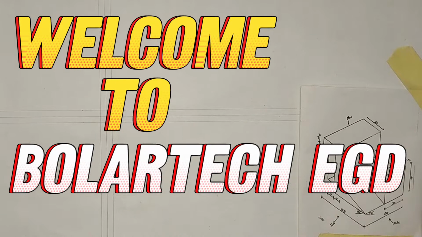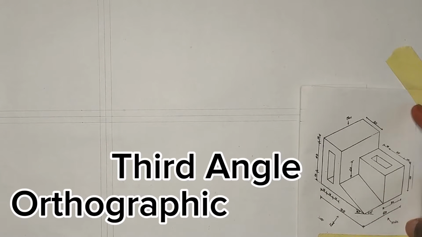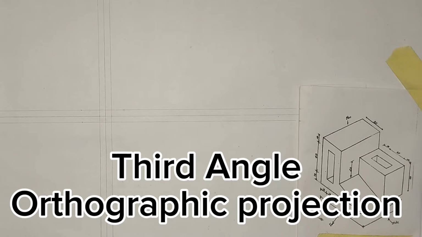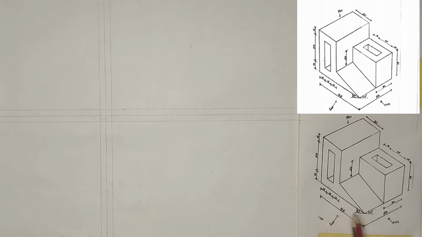In this video, we have been asked to draw the third angle orthographic projection of this particular block given right on the screen. Okay, so first of all, we are going to calculate the total length as given as 75. Then we are going to calculate the total height of the block, which is given to be 60 millimeter.